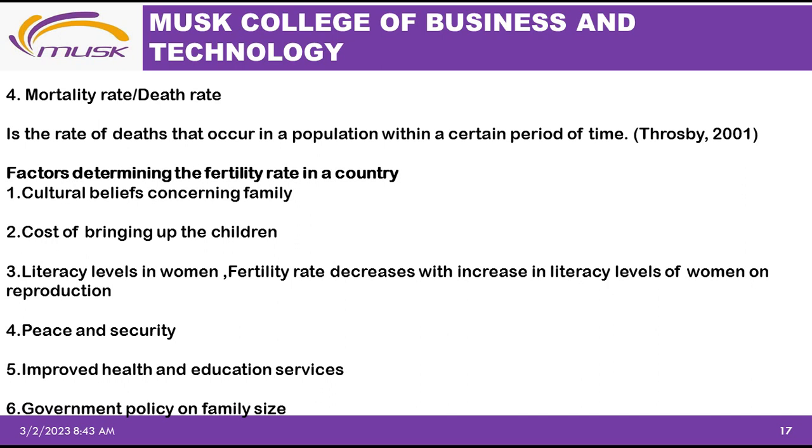Factors determining the fertility rate in a country. Number one, and very important, is the cultural beliefs concerning family. So culture is what we call a way of doing things. So we can have cultures, for example, that believe that children are wealth. So what does that mean? It means that the more you have, the more that you are deemed to be wealthy. Those kind of cultures, you end up finding that those families have very many children.